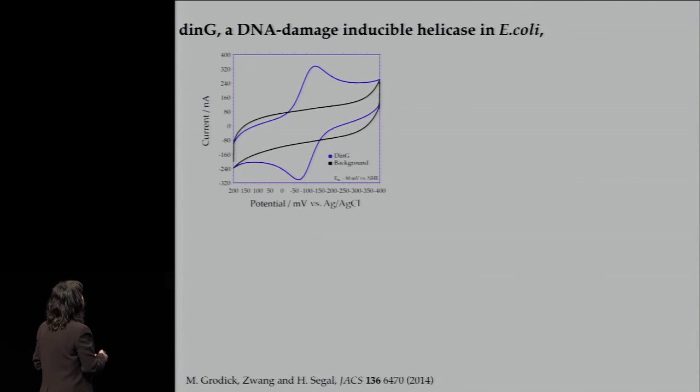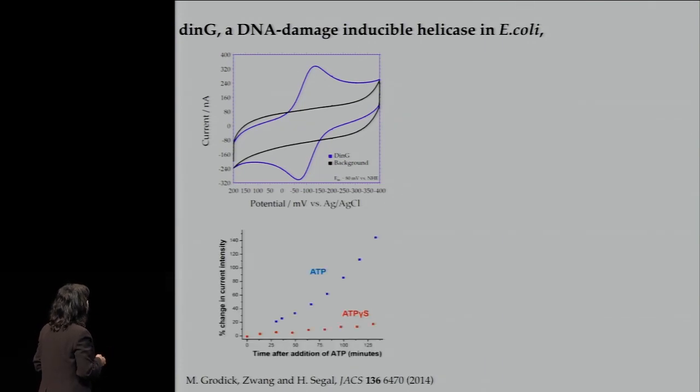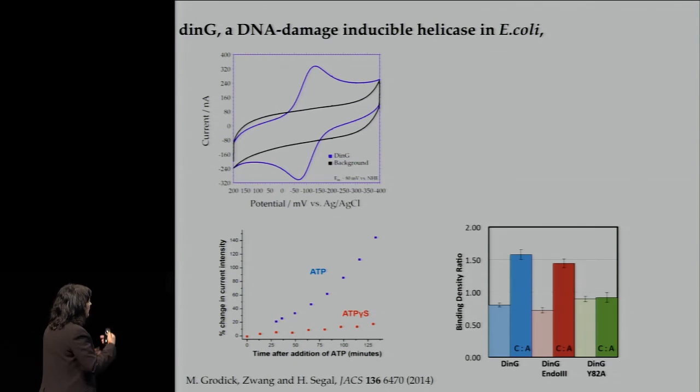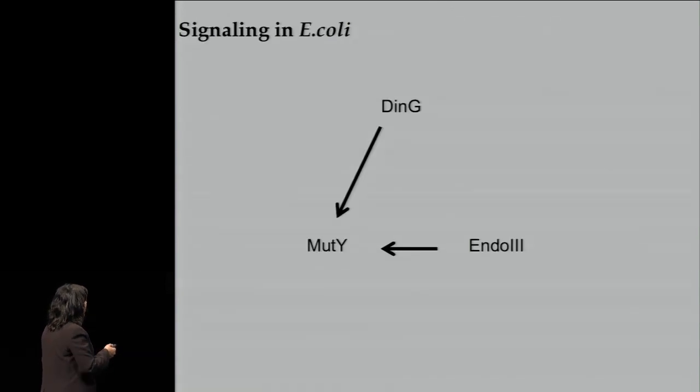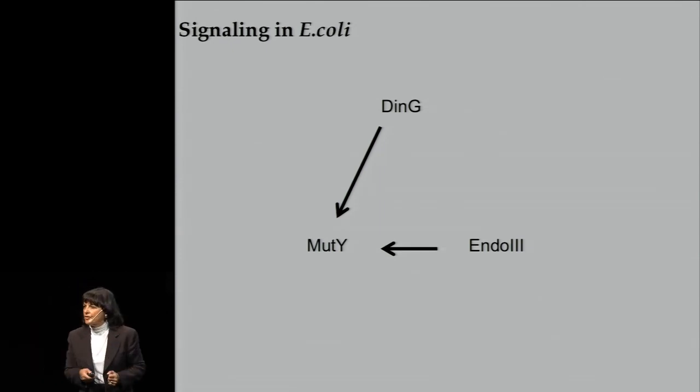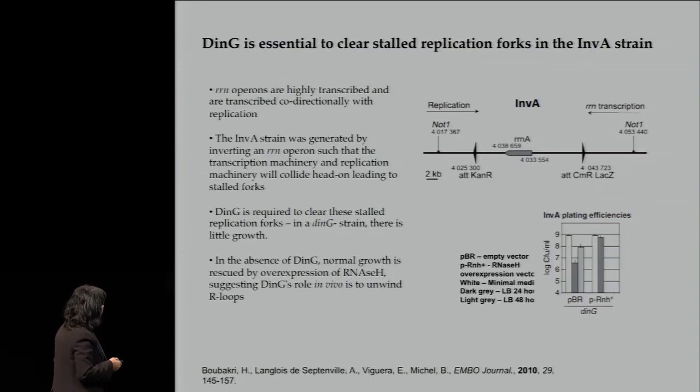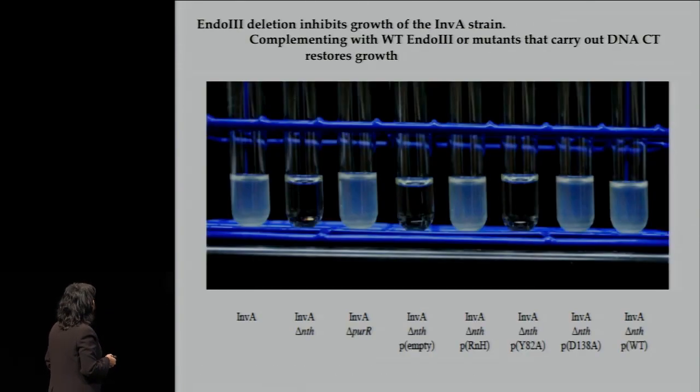You take this protein, you put it on an electrode, it has the same potential. ATP increases the signal. It'll find the mismatched strand. It will help in the MutY assay. And looking then at the activity of DinG, of this other protein that goes after R loops, we again could see in this assay that it correlates with the ability to do electron transfer.